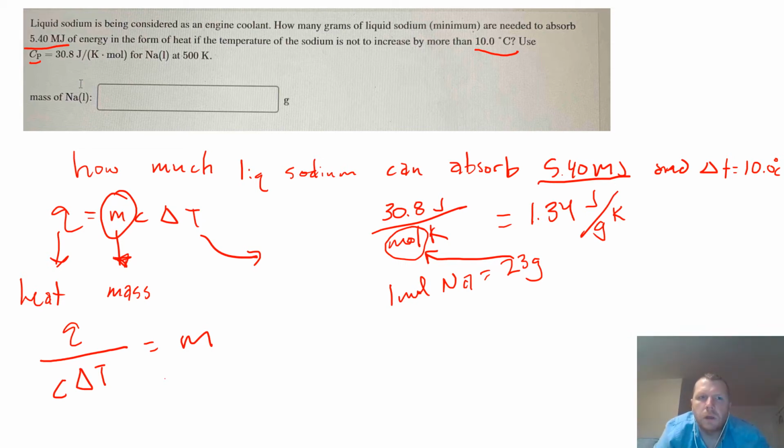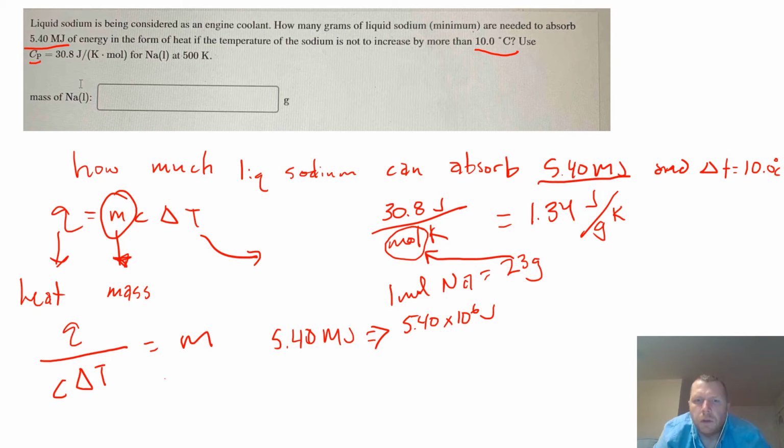The only thing that I need to do is take this 5.40 megajoules and convert it to joules, because if I look at my specific heat capacity, I'm talking about that in joules as well. And all that is, I'm moving the decimal place 6 places to the right. So I'm looking at 5.40 times 10 to the 6th joules.